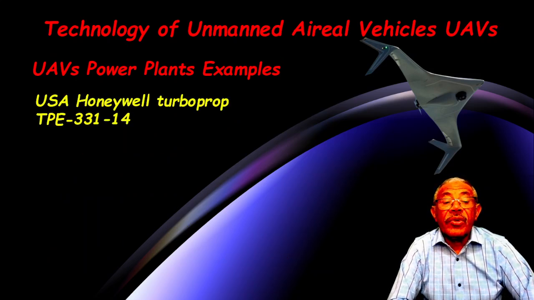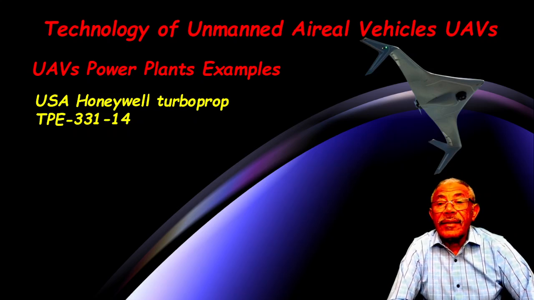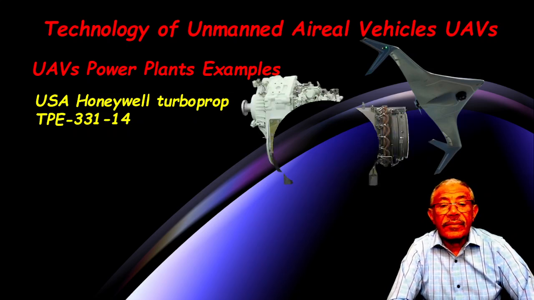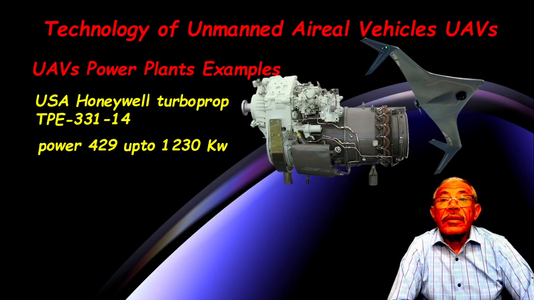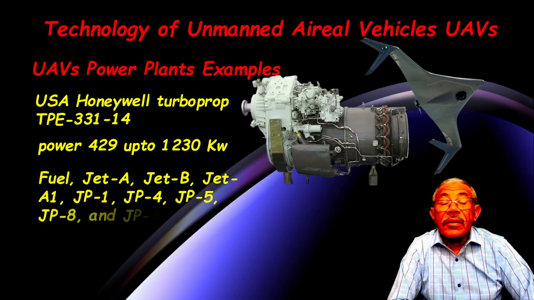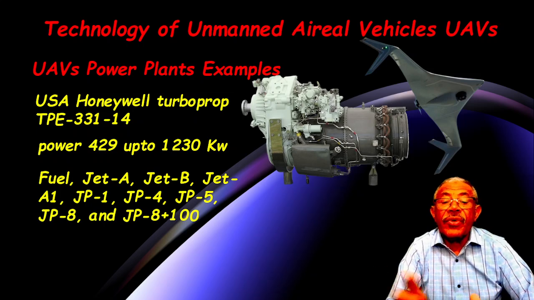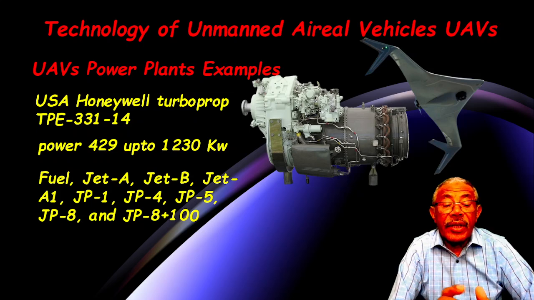USA Honeywell turboprop TPE 331 series. Power ranges from 429 up to 1230 kilowatts. A group of fuels are used in this series of engines: Jet A, Jet B, Jet A1, Jet P1, Jet P4, Jet P5, Jet P8 and Jet P8 100.